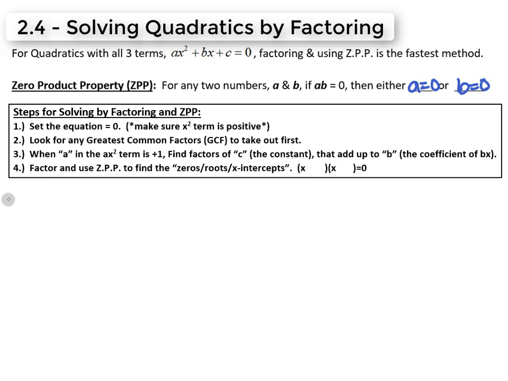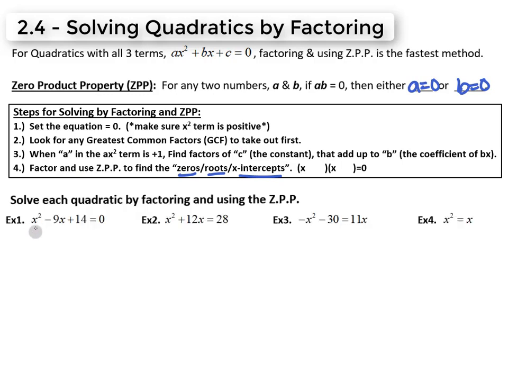Then we're going to factor and use the zero product property to find our zeros, roots, or x-intercepts. Those are all synonyms. They all mean the same thing. All right, let's try some examples. Solve each quadratic by factoring and using the zero product property.